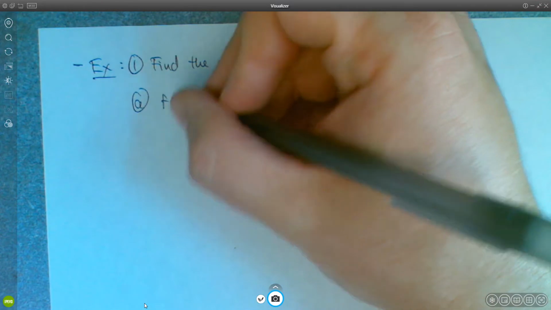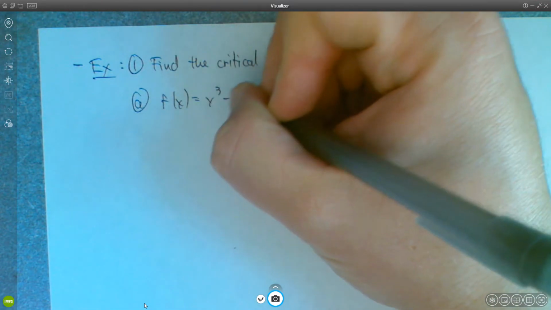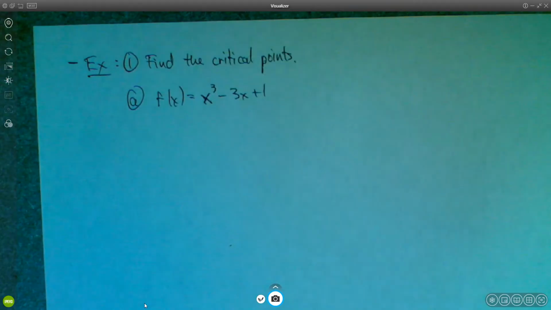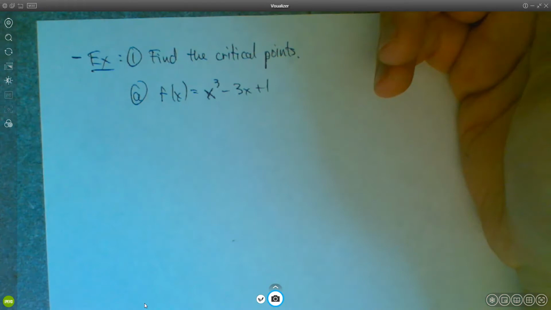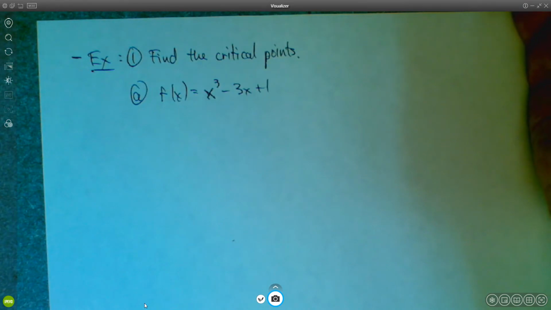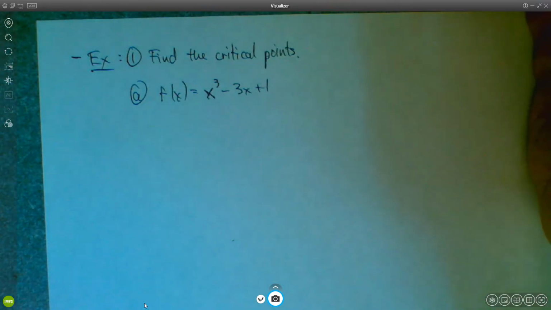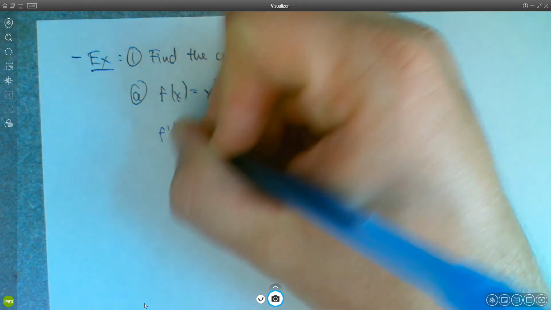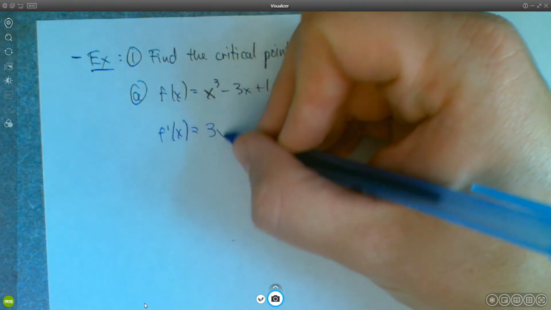So let's find the critical points for f of x equals x cubed minus 3x plus 1. Okay, again, critical points. These are going to be places where either this function is not differentiable, or where it has stationary points. Okay. So let's see. In order to tell if and where the function is not differentiable, it helps to take the derivative, right? So I'm going to go ahead and differentiate, and I get 3x squared minus 3.